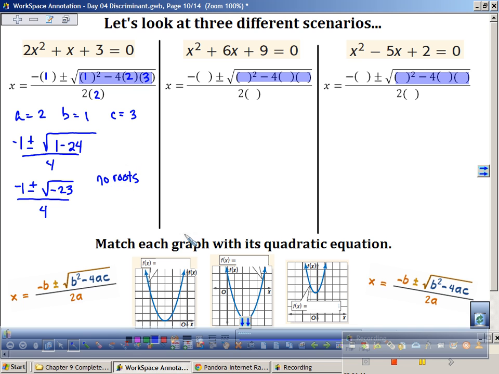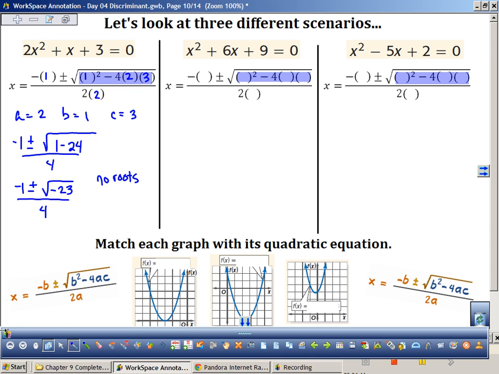So if there are no roots to this equation, tell me which one of these graphs this matches. Why? It never touches the x-axis. Perfect. All right, let's do this one.